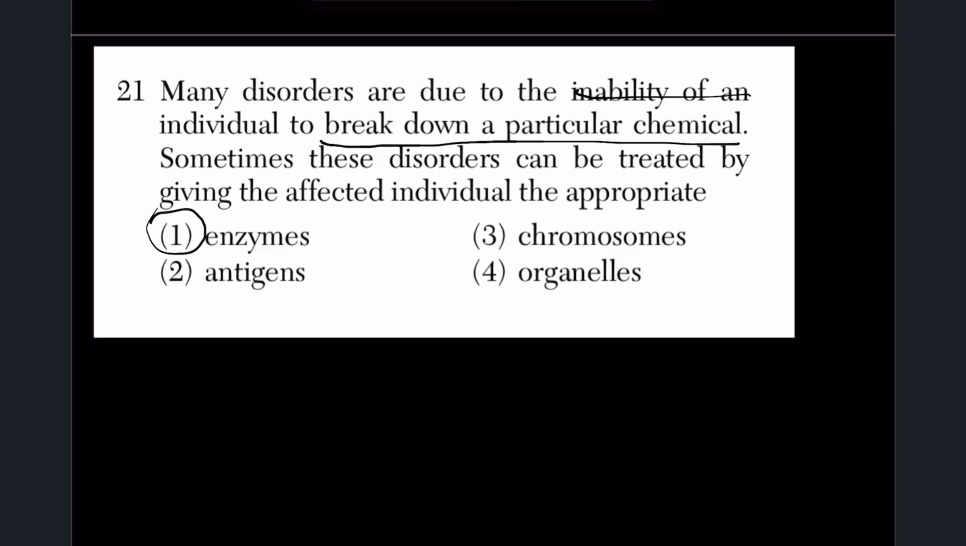Giving them the appropriate chromosome would not be true because everyone is born with all the chromosomes you need. It's not a use of a specific organelle because it's rather systems that break it down, and enzymes are needed to help break apart the reactions. So it wouldn't be a specific organelle needed. And antigens, which we'll talk about in a later review video, are with the immune system, not breaking down specific chemicals. So our best answer here would be number 1.